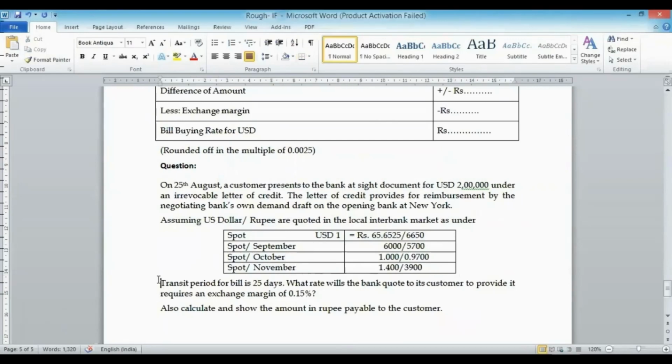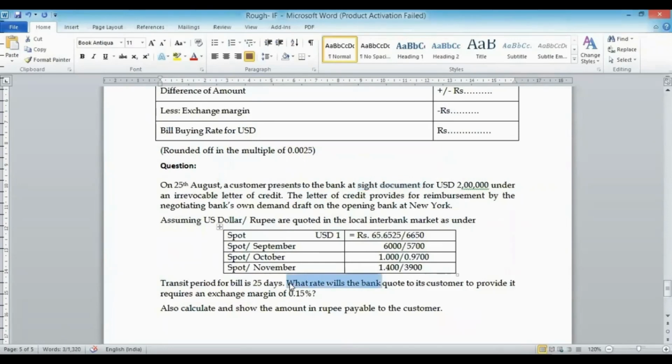Transit period is written as 25 days. If this line was not written, we would still have considered 25 days, because the problem already says it is a sight document. Wherever you see a sight document or any other type of demand document, automatically there will be a loading of 25 days to be considered as the transit period.